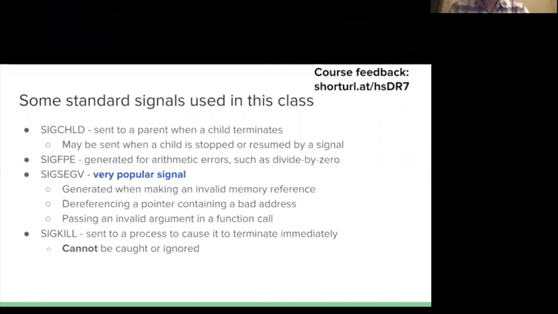SIGSEGV is a very popular one, right? Because you get a segmentation fault because of it. If you get a segmentation fault, it means your process received that signal. And SIGKILL is a very, very important one. SIGKILL cannot be caught, cannot be ignored, cannot be handled. So keep in mind, not every signal can be handled, okay?